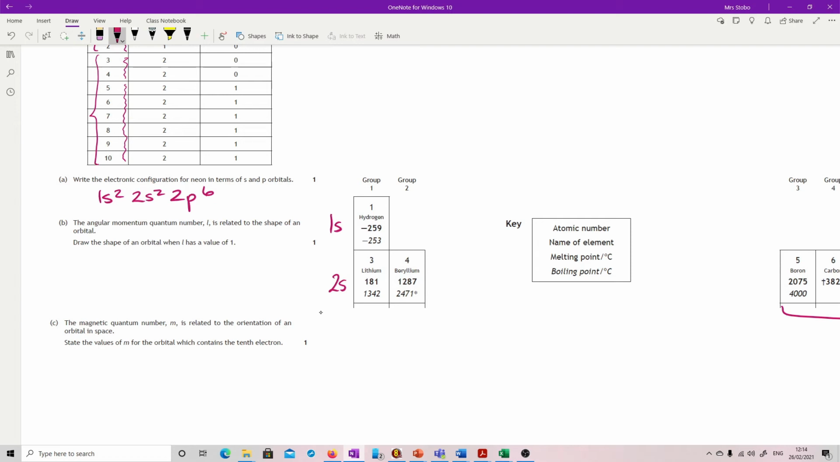Angular momentum quantum number is related to the shape. Draw the shape of an orbital when L has a value of 1. This is your p orbitals. So basically it's just your kind of loopiness.